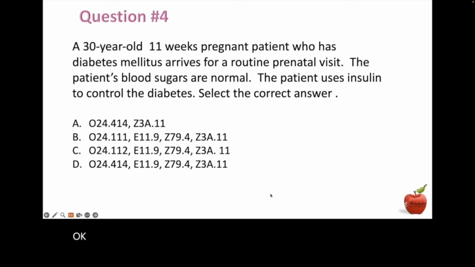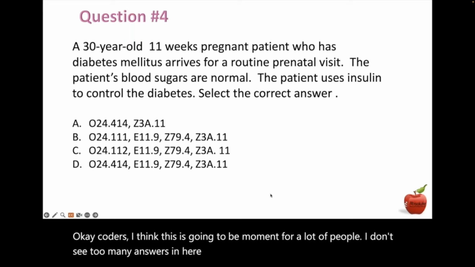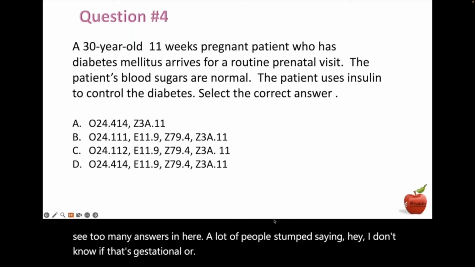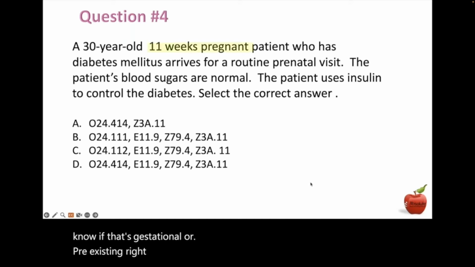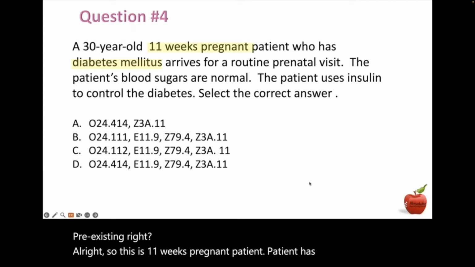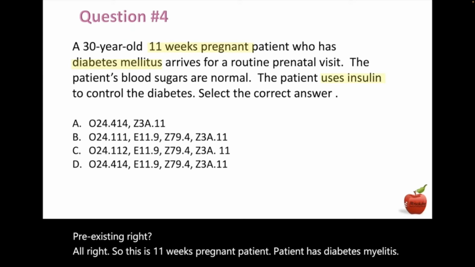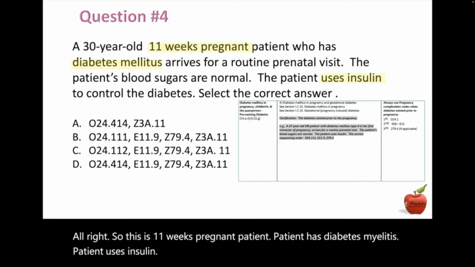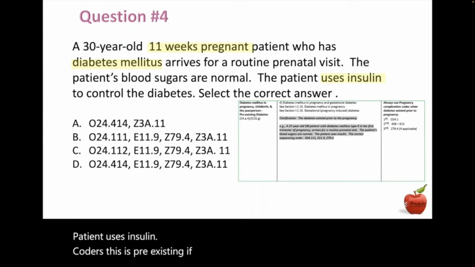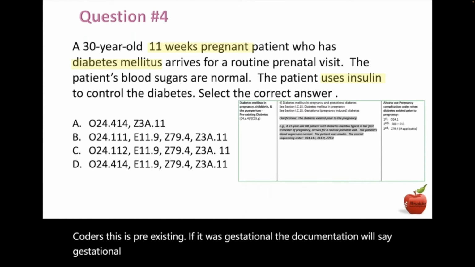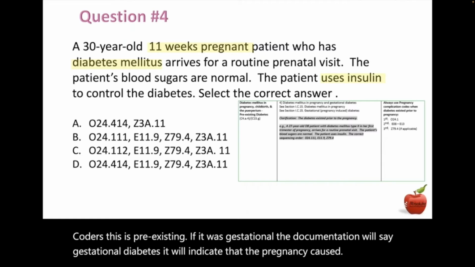Okay, coders, I think this is going to be an aha moment for a lot of people. I don't see too many answers in here. A lot of people are stumped, saying, hey, I don't know if that's gestational or pre-existing, right? All right, so this is an 11 weeks pregnant patient. Patient has diabetes mellitus. Patient uses insulin. Coders, this is pre-existing. If it was gestational, the documentation will say gestational diabetes. It will indicate that the pregnancy caused the diabetes.